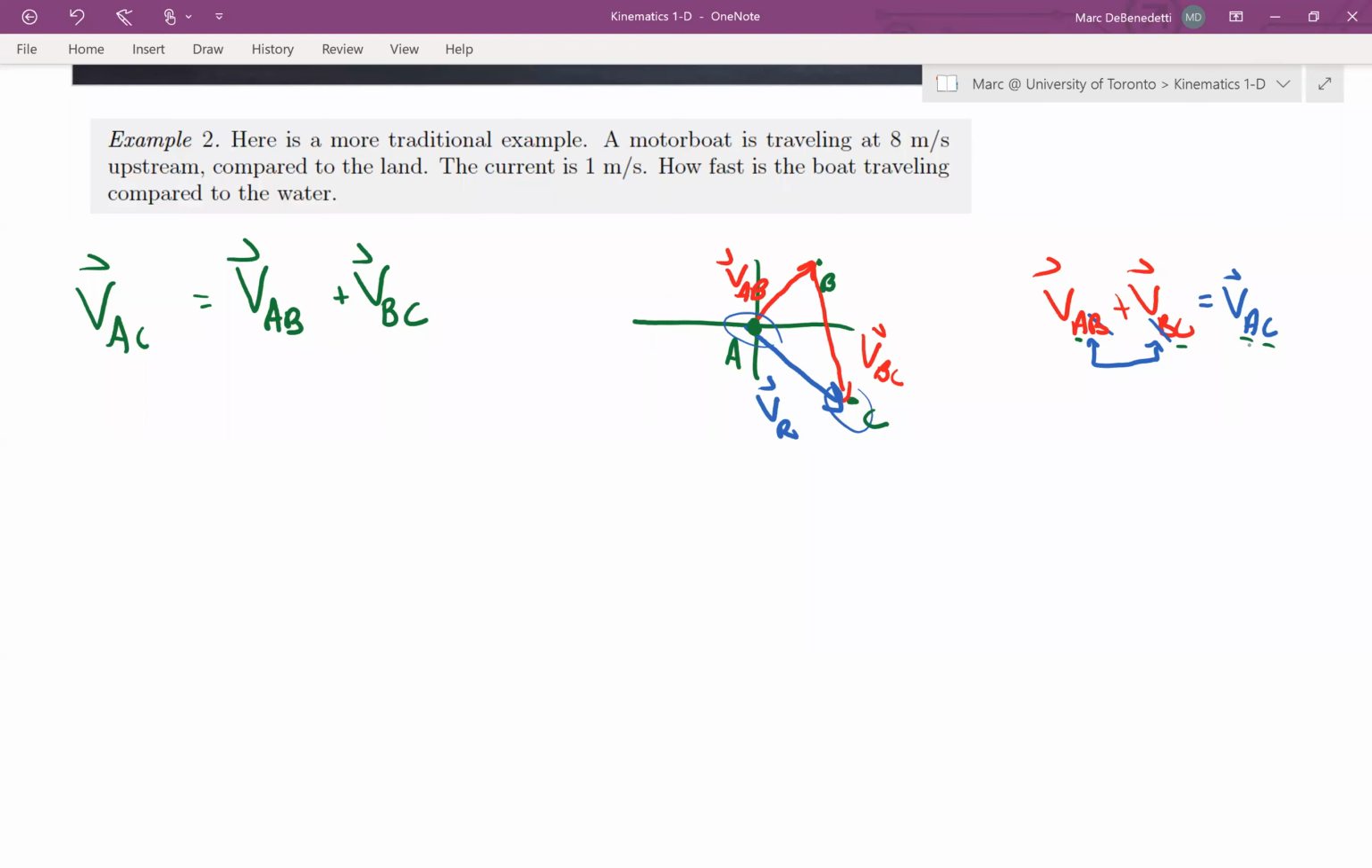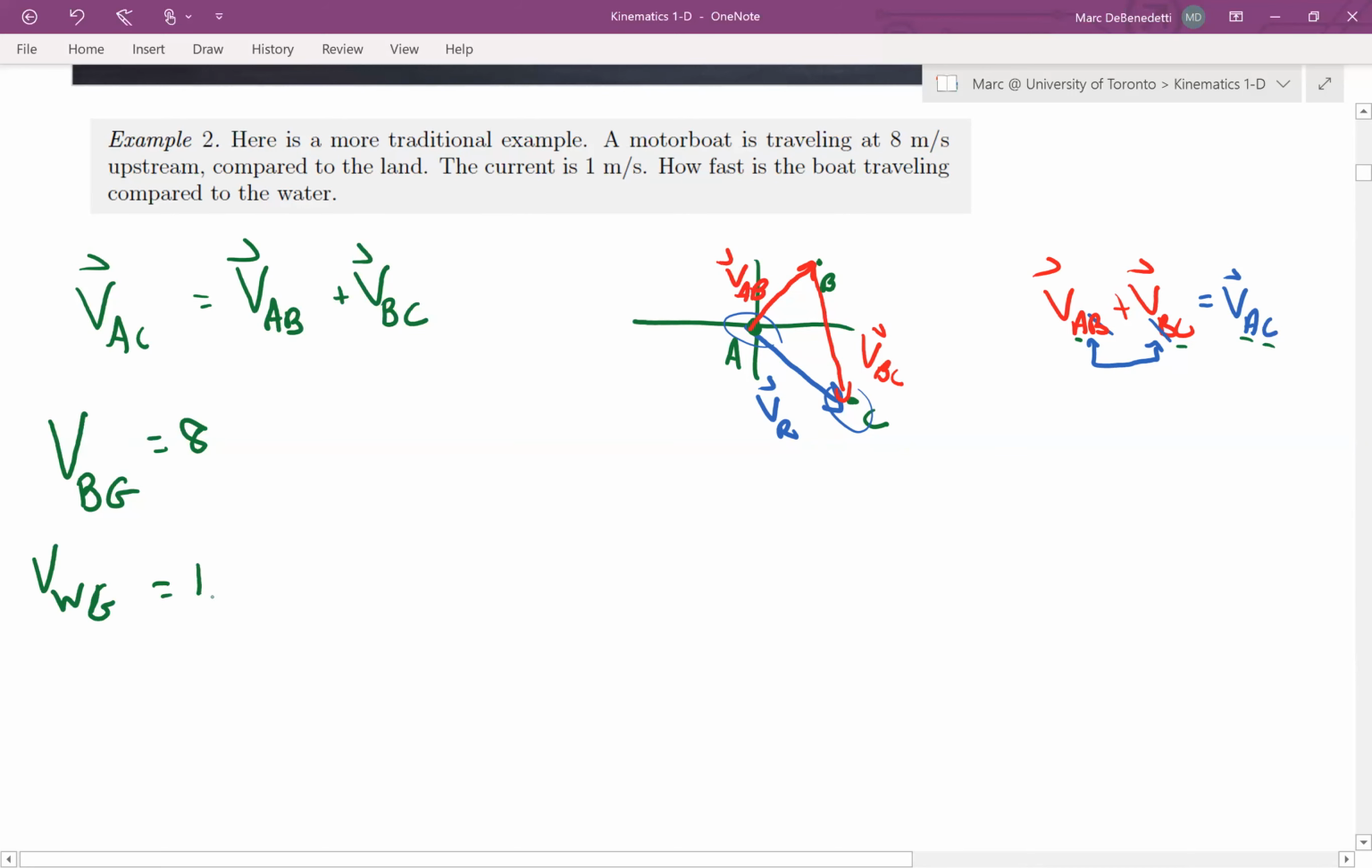So writing everything down here: a motorboat is traveling at 8 meters per second upstream compared to the land. So I'm going to say the speed of the boat compared to the ground is 8 meters per second. And the speed of the water compared to the land or the ground is 1 meter per second. And we want to know how fast the boat is moving compared to the water, equals question mark.